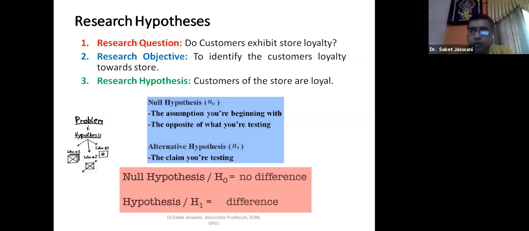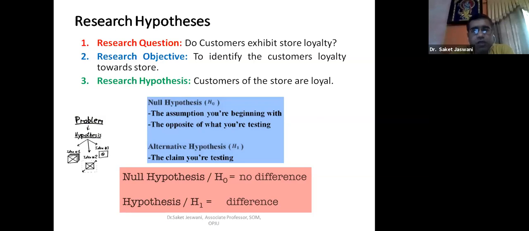Basically, in the null hypothesis there is no difference; in the alternate hypothesis there is a difference. Here is an example. The research question says: do customers exhibit store loyalty? I am the owner of a store, a shop, and I want to know whether the customers who visit my store are loyal to it, or whether they come to purchase something by chance. So this is the question in my mind: do customers exhibit store loyalty?